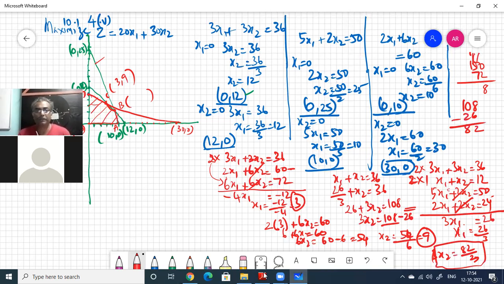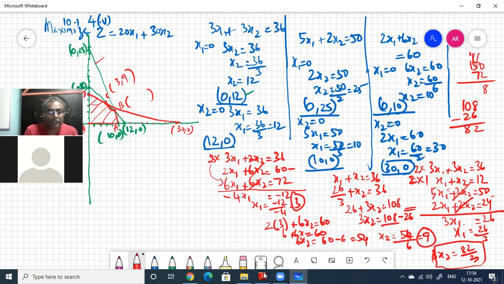Something is wrong in this example. This problem, something is wrong. You can't get that kind of numbers, 26 by 3 and 82 by 3. Okay, let us keep 26 by 3 and 82 by 3. Now we'll have to do Z max.